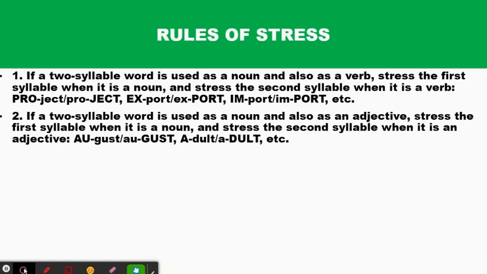Now, another rule: if a two-syllable word is used as a noun and also as an adjective, stress the first syllable when it is used as a noun and stress the second syllable when it is an adjective. For example, August as a noun, August as an adjective. You talk about the month of August, but then you talk of an august visitor. Then you talk about an adult, and then an adult human being. So adult as a noun, adult as an adjective.